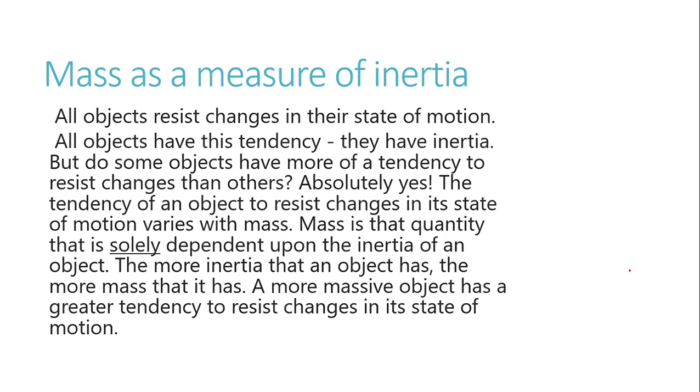But do some objects have more tendency to resist changes than others? Absolutely yes. The tendency of an object to resist changes in its state of motion varies with mass. Mass is a quantity that is solely dependent upon the inertia of an object. The more inertia that an object has, the more mass that it has. A more massive object has a greater tendency to resist changes in its state of motion.